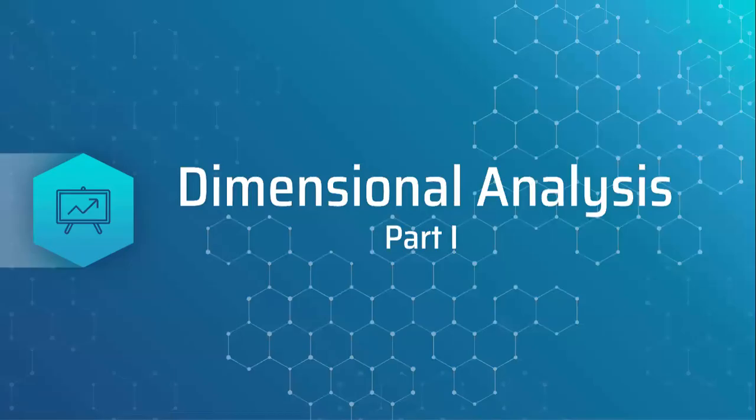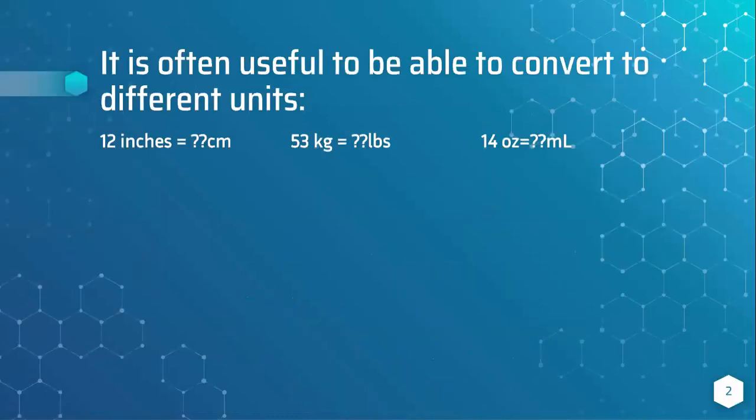This is the first in a series of dimensional analysis and unit conversions for chemistry 103. This is section 1.6 in your text. So it's often useful to be able to interconvert between different units.